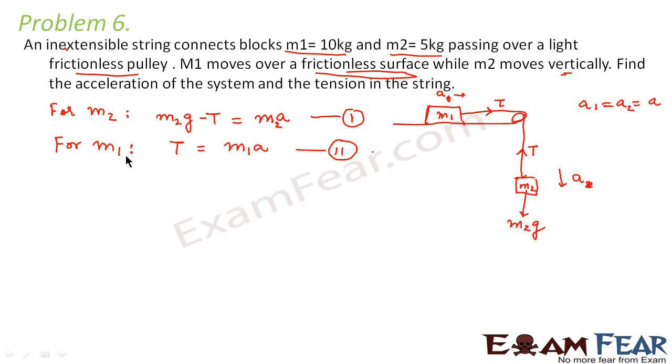Now what does the question ask? The question asks us to find the value of A. This A we have to find out. Right. So let us see how we are able to find it out. We got two equations. Now let us add up the two equations.